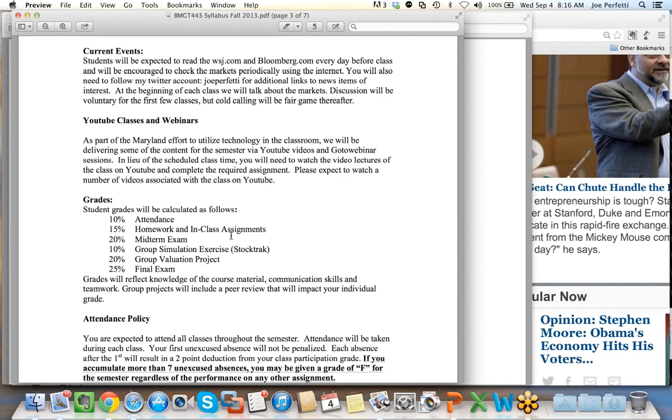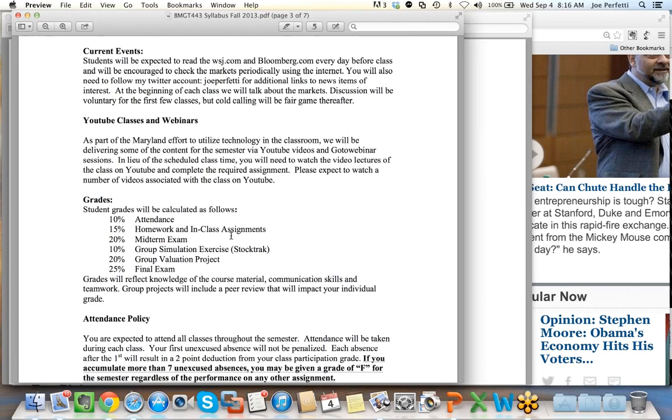Second, 15% of your grade will be based on a series of homework and in-class assignments. That will basically be working on things that help you apply the material that we go through throughout the semester. Those will be spread out over time, and I'll give you advance warning when the graded assignments start, but you'll be taking those and submitting those on Canvas. 20% of your grade will be the midterm exam, 10% will be the stock track simulation, and 20% will be the group valuation project, and then the final 25% will be the final exam.